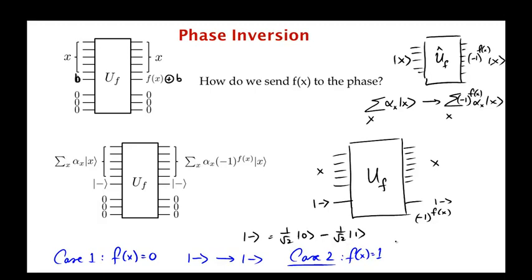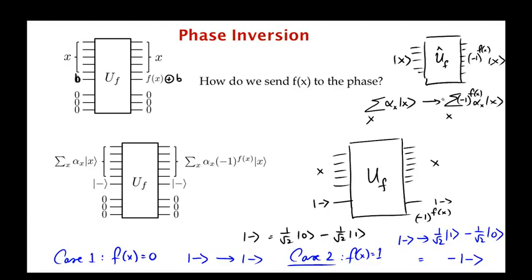So now minus gets mapped to 1 over square root 2, where 0 gets mapped to 1, and 1 gets mapped to 0. So this is the same as the minus state, but with a phase of minus 1. Okay, so the phase you get is plus in the case f of x equals 0, and minus in the case f of x equals 1, which is exactly -1 to the f of x. So that's what we were looking for.